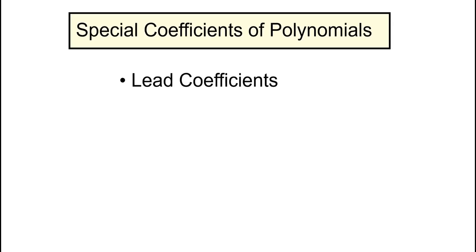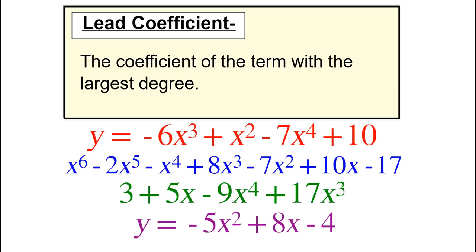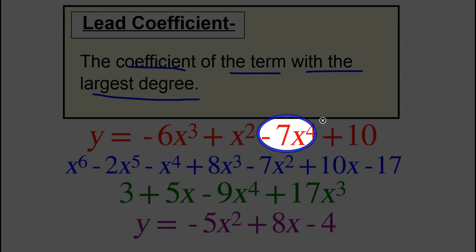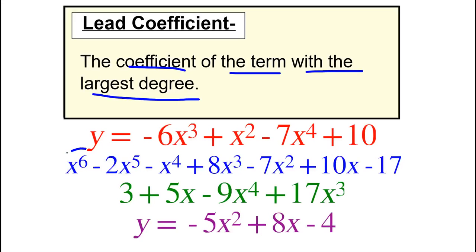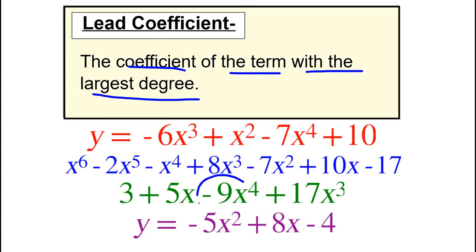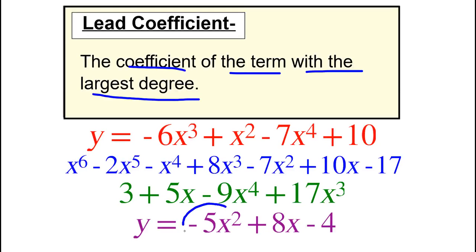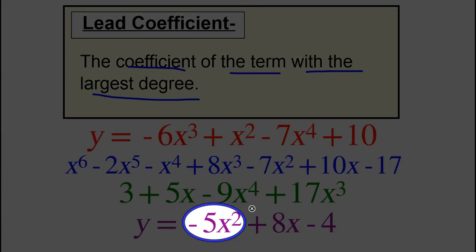Let's talk about lead coefficients, quadratic coefficients, linear coefficients, and constant coefficients. The lead coefficient is the coefficient of the term with the largest degree. In this top polynomial, the lead coefficient is -7. In this blue polynomial, the lead coefficient is +1. In this green polynomial, the lead coefficient is -9. And lastly, down here, the lead coefficient is -5.